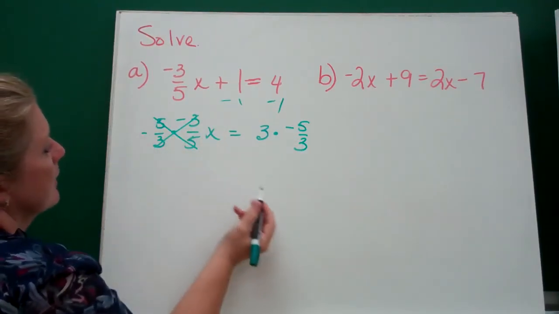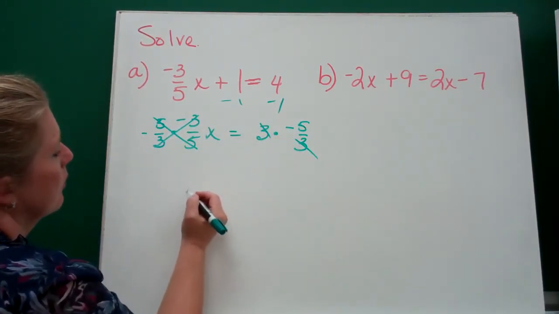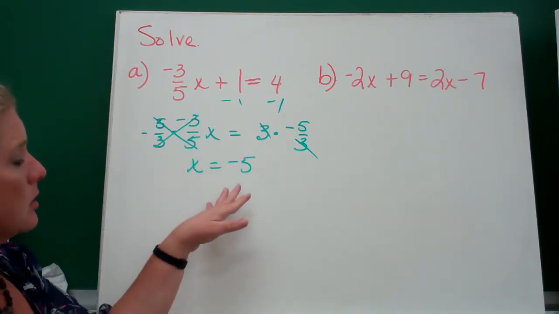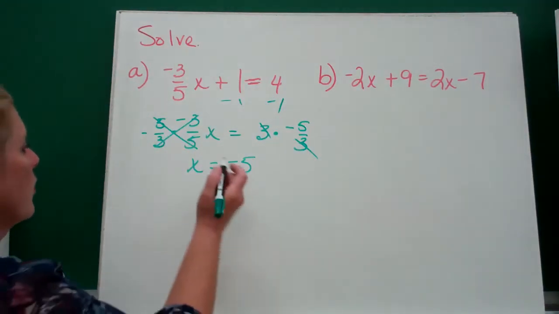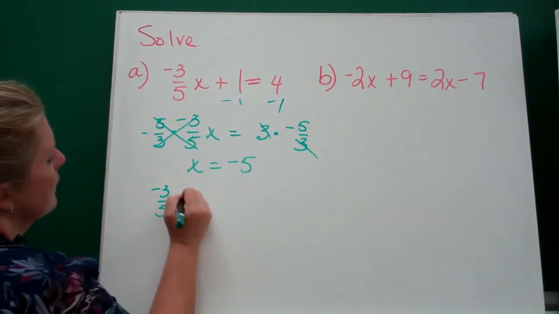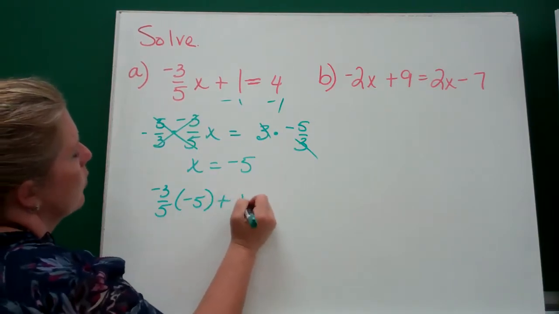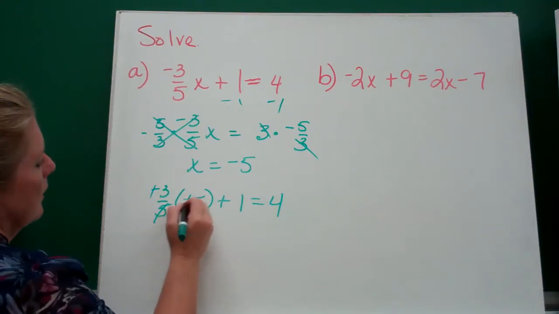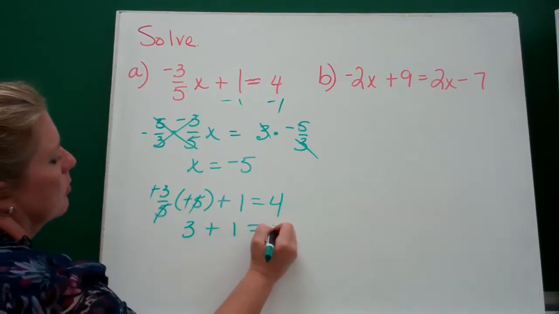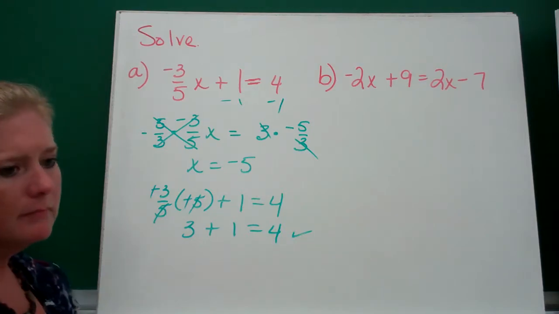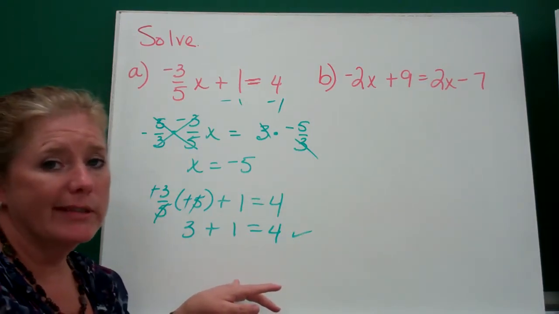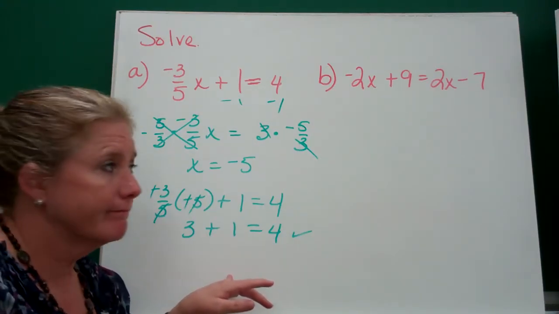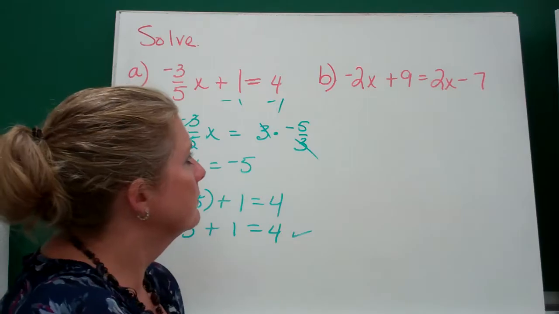Here the 3's cancel, we're left with x equals -5. To check your answers, you plug it back in and you see if it works. -3/5 times -5 plus 1 equals 4. Well, let's see, the negatives will cancel, the 5's will cancel, 3 plus 1 equals 4. Check. This may seem simple and redundant in the beginning, but later on you're going to need to use this and do it often.